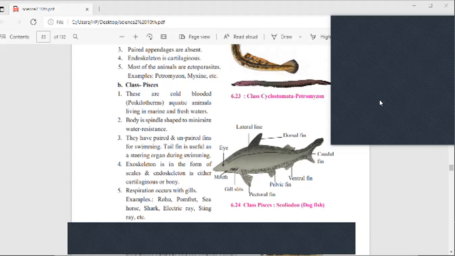Is it clear, Sarvadnya? Yes, sir. Did you understand the meaning of poikilotherms? Yes, sir. Yes, very good. That means the animals do not maintain their body temperature at a constant level. Their body temperature changes as per the environment. That is called poikilotherms. Very good.